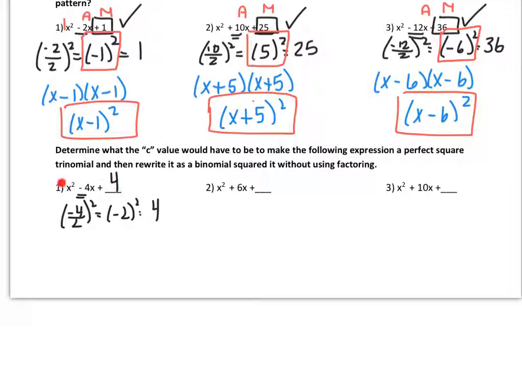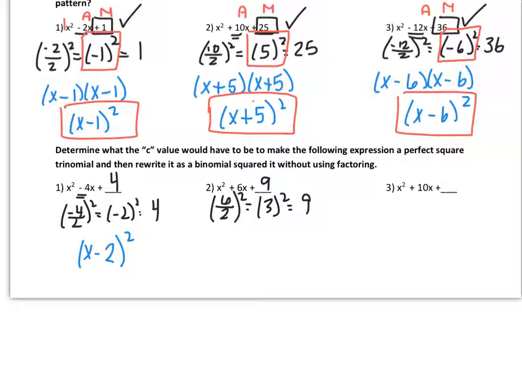So if I'm looking here, after I have negative 4, I get negative 2. So my factor is just x minus 2 squared. Okay? So let's move on to the next one. Let's find c first. Half of 6 squared. So 3 squared is 9.